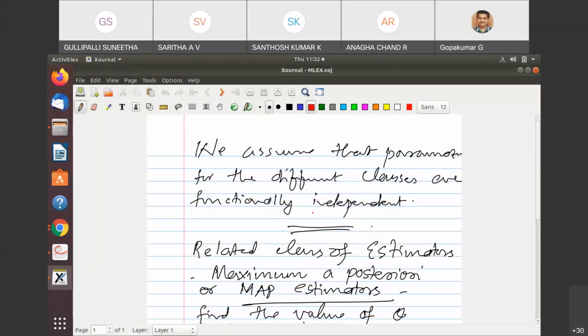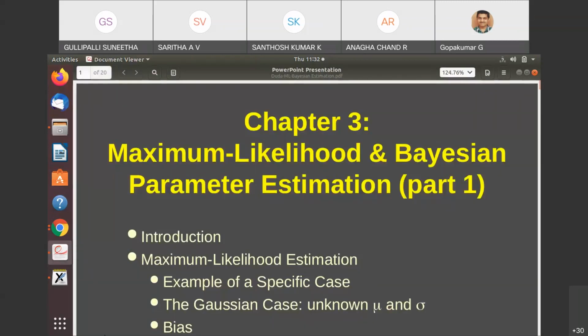So we assume that the parameters for the different classes are functionally independent. Because we already made an assumption that D1, D2, D3, etc. up to Dc are independent, their corresponding probability distributions are also independent. So you can say that the parameters are also independent. That is another assumption that we are keeping. So that is a very brief introduction on why we are going into this particular aspect.